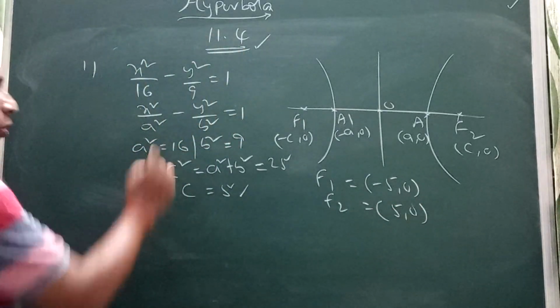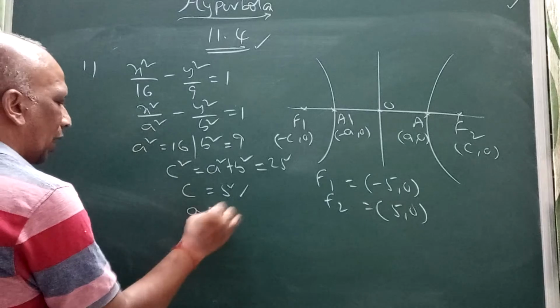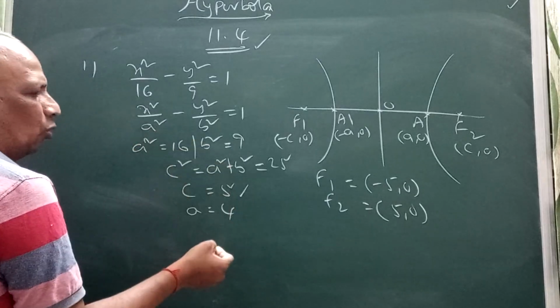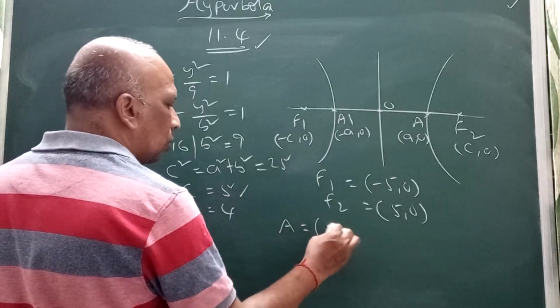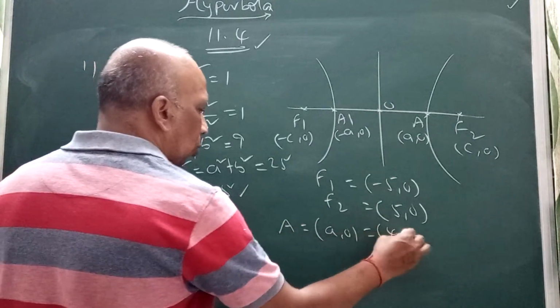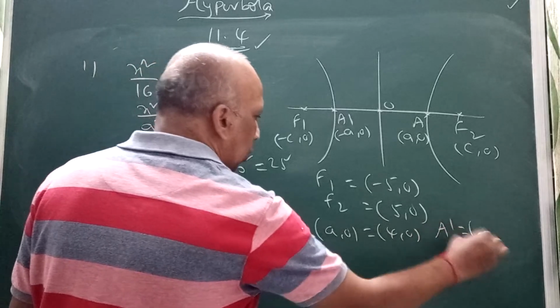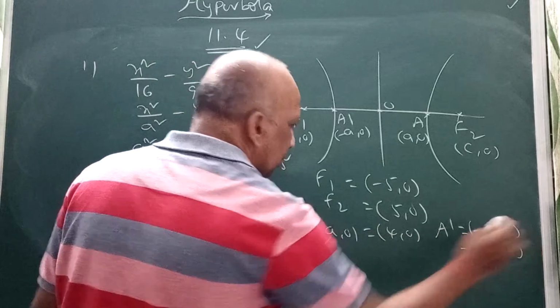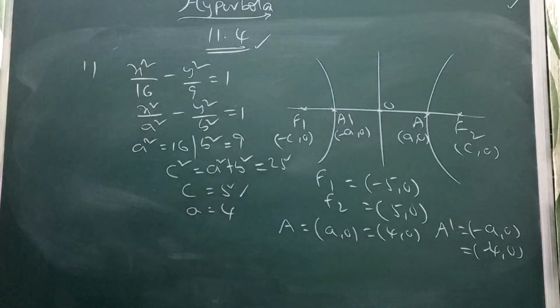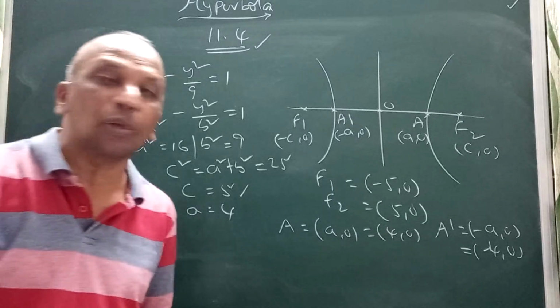And we know a square equal to 16, then a is equal to 4, right? Then what about this, A dash, vertices? They're asking A equal to a comma 0, 4 comma 0. A dash is equal to minus a comma 0, minus 4 comma 0, right? I can write vertices. They're asking foci, vertices, and the eccentricity.